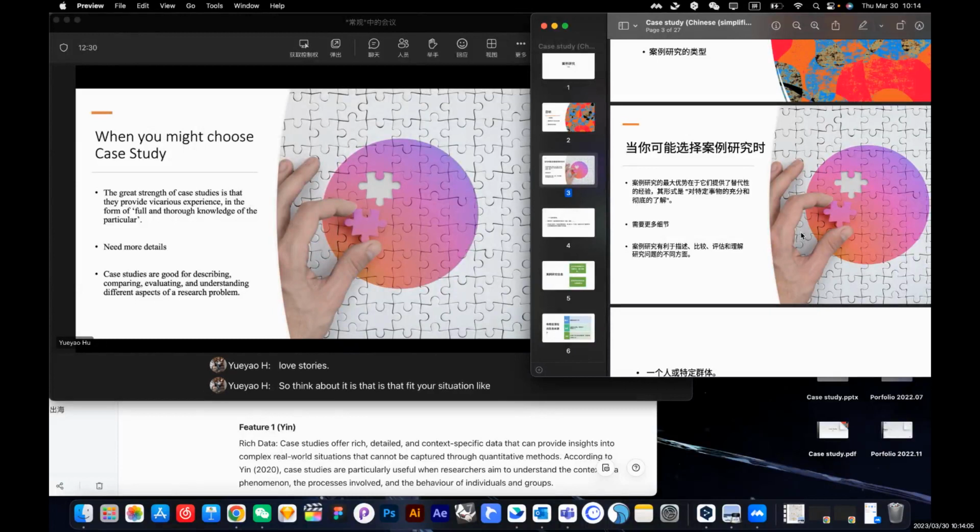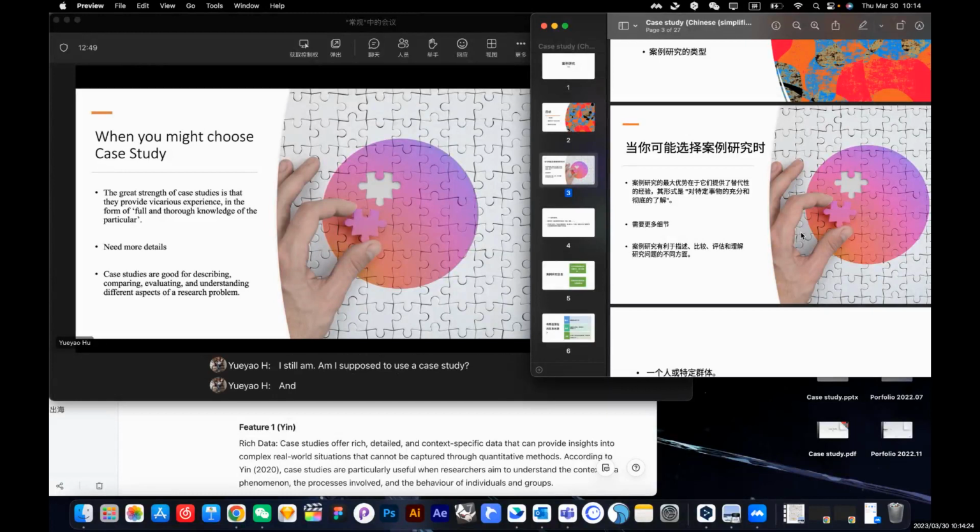Like you don't have much experience about something, but you want to have more information about it. And also interviews and questionnaires are not good enough to collect more data. That's how you can consider whether you are supposed to use a case study.